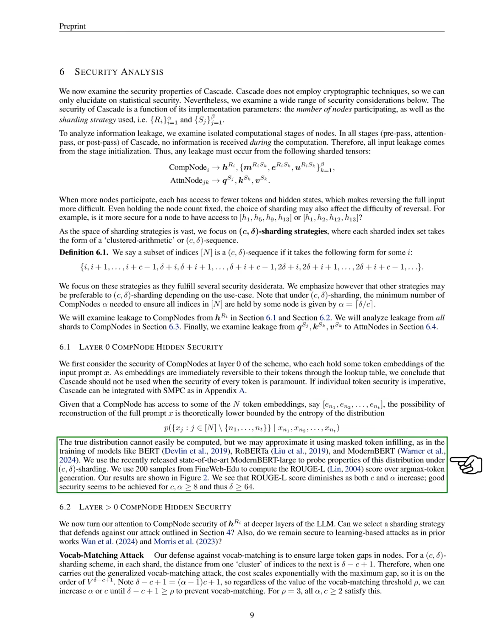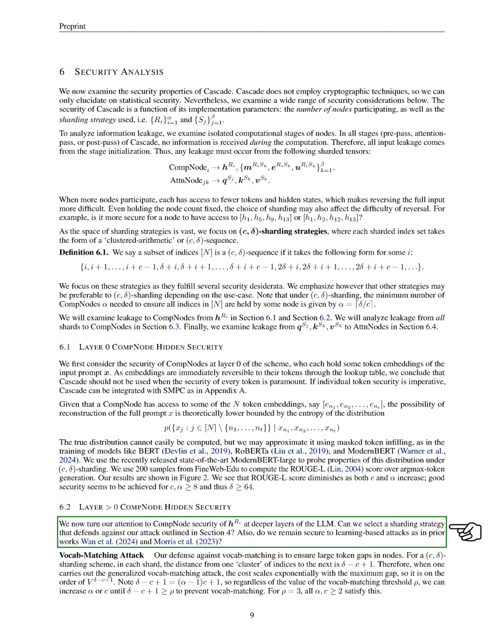We utilize the advanced ModernBERT large model to analyze this distribution under a specific sharding strategy. By sampling 200 instances from FineWeb-Edu, we calculate the ROUGE-L score for token generation. Our findings, illustrated in a figure, show that the ROUGE-L score decreases as both parameters increase, indicating that good security is achieved when both parameters are at least 8, leading to a delta of at least 64.